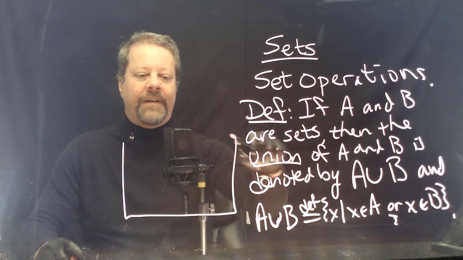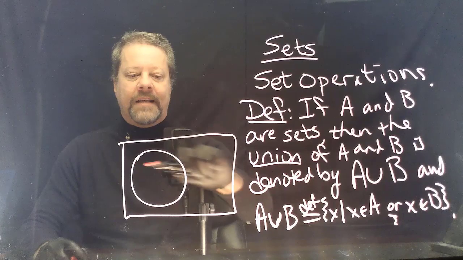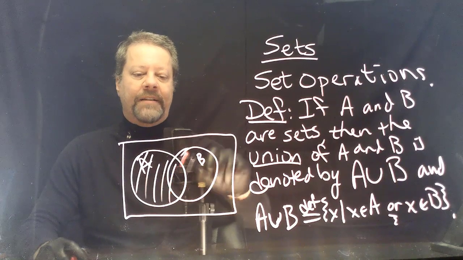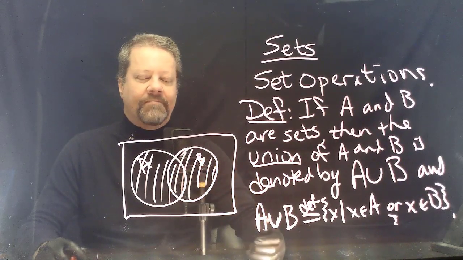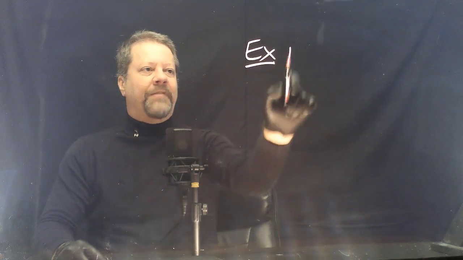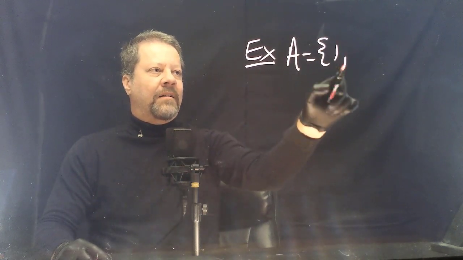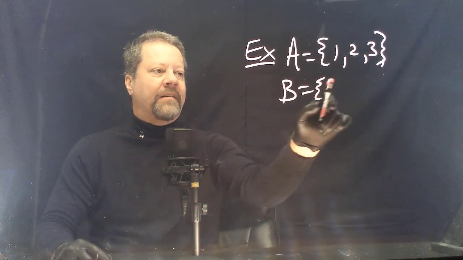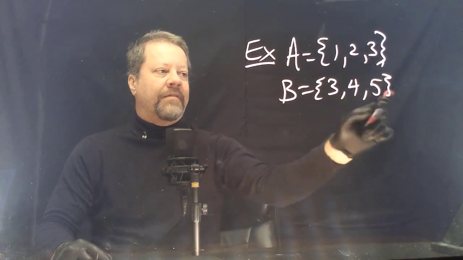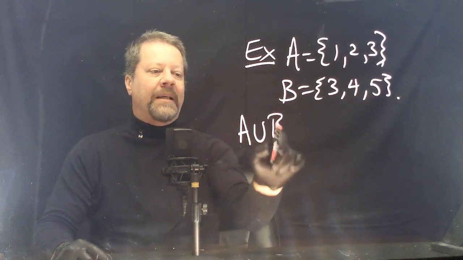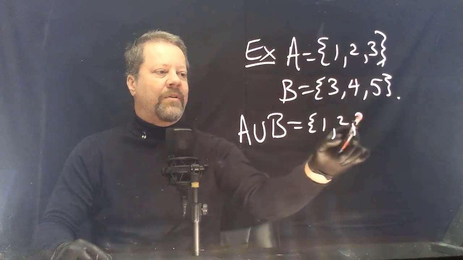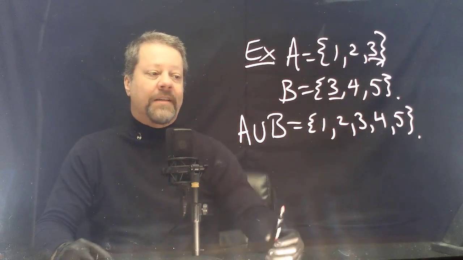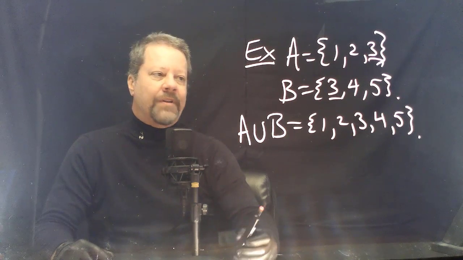In terms of a Venn diagram, if this is your universe and this is set A and this is set B, then the union is everything in either one of the two sets. For example, if A is the set 1, 2, 3, and B is the set 3, 4, 5, then A union B is 1, 2, 3, 4, 5. Note that 3 appears in each of these sets. It will appear once in the union of the two sets.